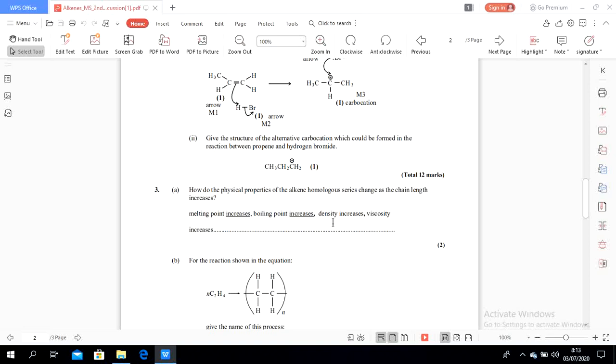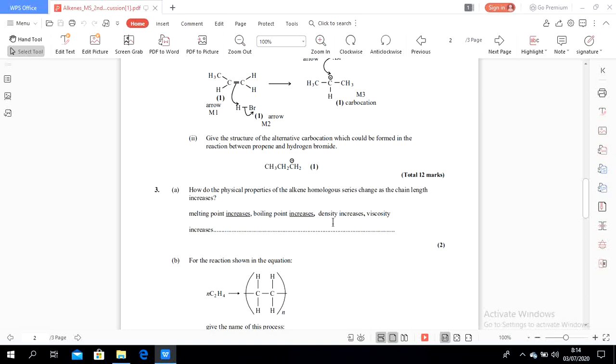Why does the melting point increase? Because it has stronger van der Waals forces. And then when the melting point increases, it directly affects the boiling point, which also increases. That makes the density. Density is mass over volume. We know here that the volume of the molecule would be insignificantly different to the other alkenes in the same homologous series.